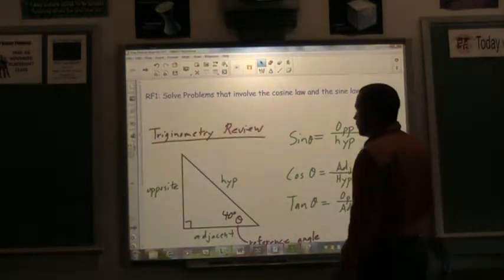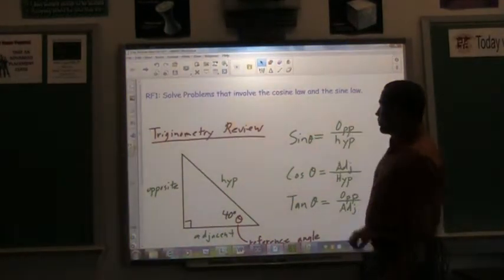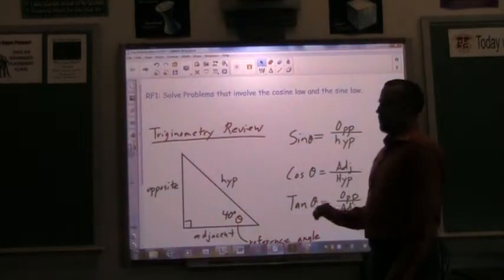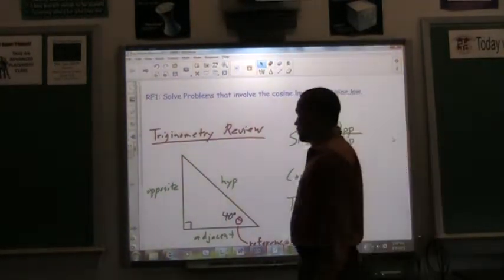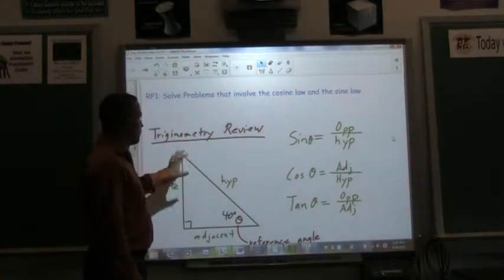Okay, so we're going to get into the trig section in the course now. One of the things before we get into that trig is to actually look at a review of grade 10.